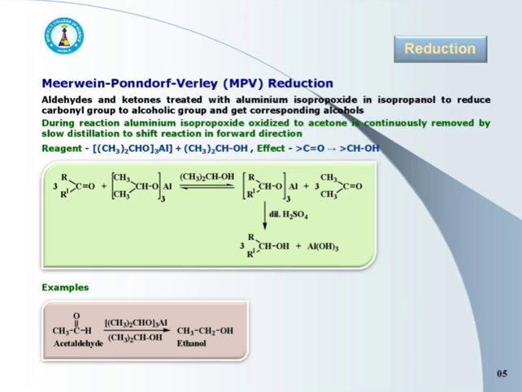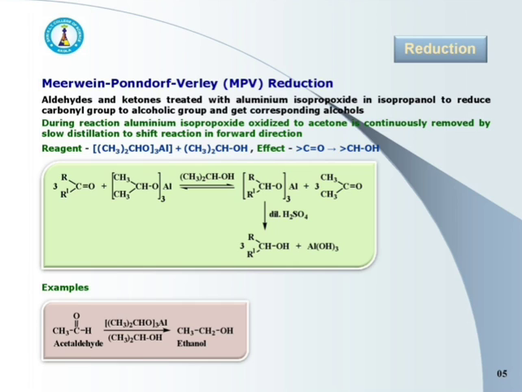Here the carbonyl group gets reduced to the alcoholic group, and this is known as Meerwein-Ponndorf-Verley reduction. During the reaction, aluminum isopropoxide is oxidized to acetone, which is continuously removed from the reaction mixture by slow distillation to shift the reaction in forward direction.